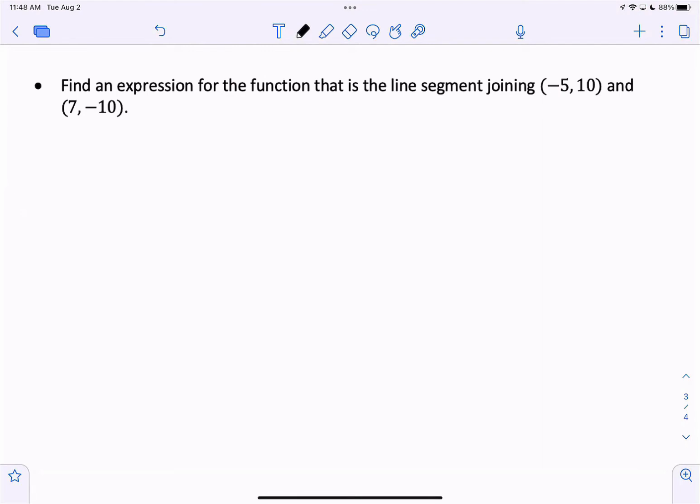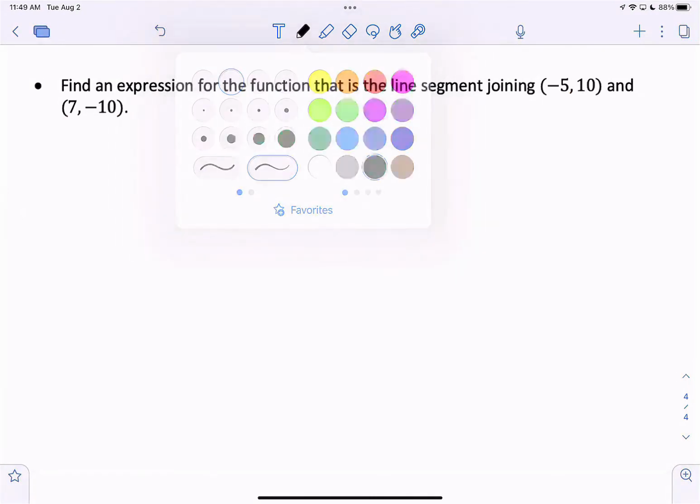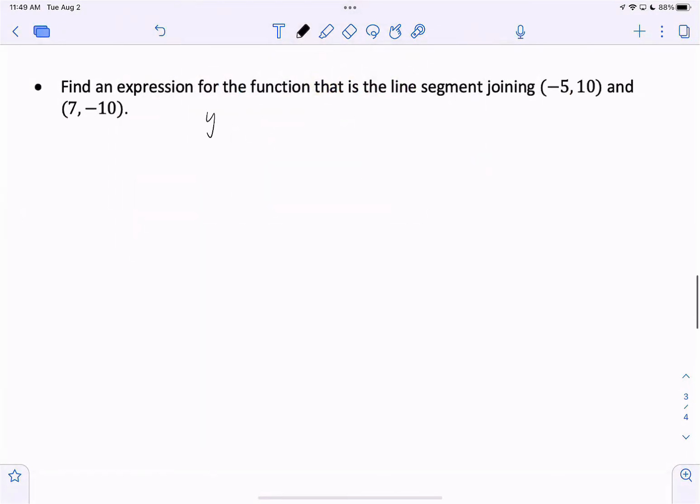Find an expression for the function that is the line segment joining -5, 10 and 7, -10. We're talking about a line segment, and so we are going to use the equation of a line, y equals mx plus b. This is slope-intercept form.